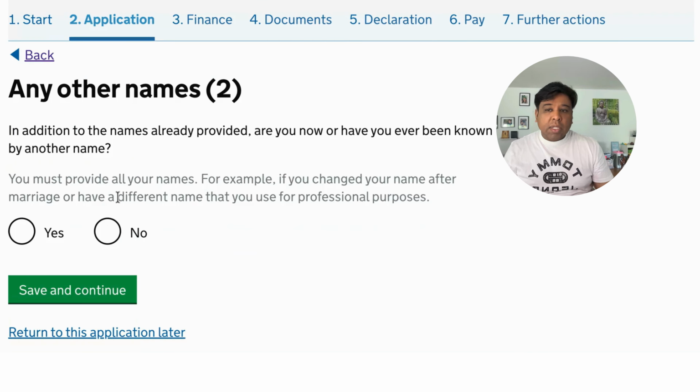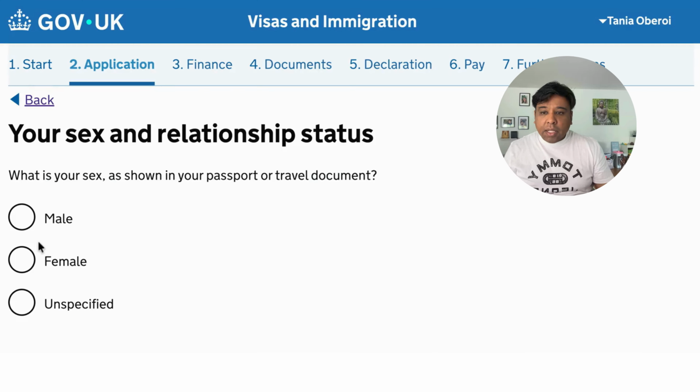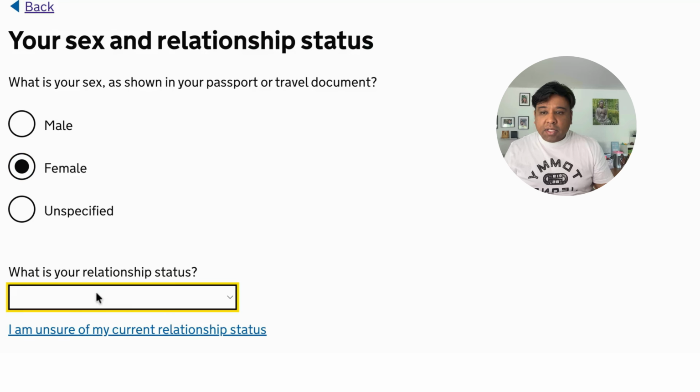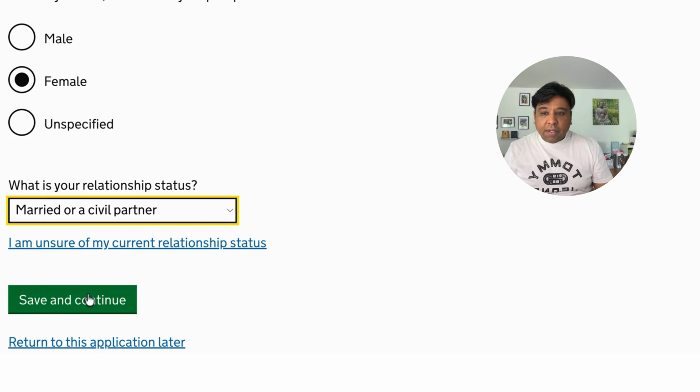Click save and continue. In addition to the names already provided, are you now or have you been known by the name? Answer is no. You say female, relationship married. So if you're unmarried, you can still apply, but you need to prove that you've been living with the person for at least 2 years. But I'm assuming that you're a civil partner or you're married.